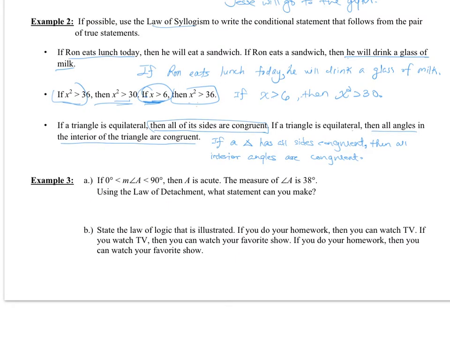Example 3. If 0 degrees is less than measure angle A and less than 90 degrees, then A is acute. The measure of angle A is 38 degrees, so that's within 0 degrees and 90 degrees, so we can conclude, or by using the law of detachment, we can make the following statement, that angle A is an acute angle.